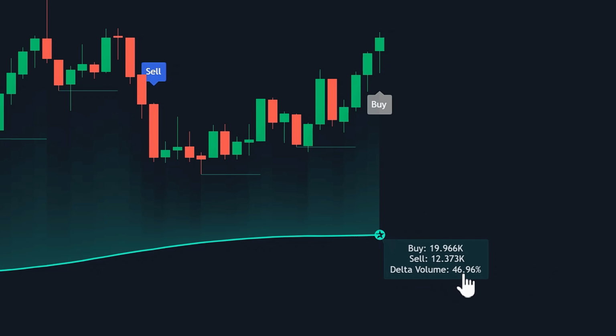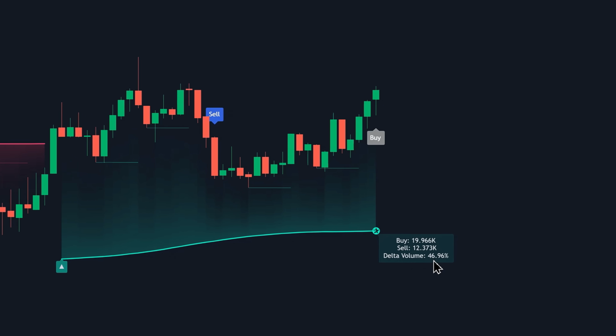The delta volume is actually the difference between the volume for all the bullish candles and the volume for all the bearish candles within this specific trend. So it basically takes the buy volume value minus the sell volume value and expresses it as a percentage. Having a minimum of 20% increases the probability of the price going up. Right here we can see it's well above the 20% limit, so we take a long position.